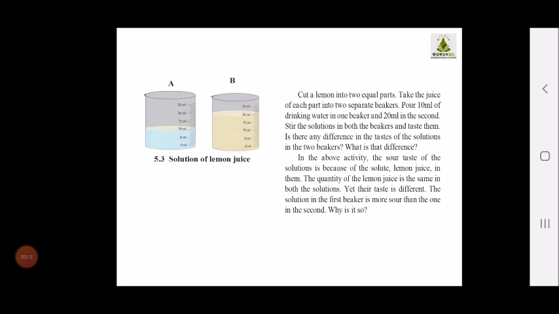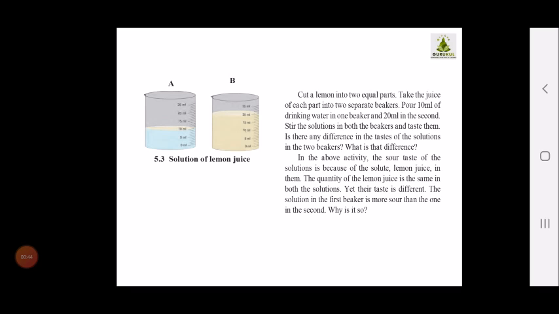Now this is the activity given in your textbook. You have to cut a lemon into two equal parts and take the juice of each part in two separate beakers. Put 10 ml of drinking water in one and 20 ml of drinking water in the other. Stir the solutions in both beakers and taste them. Do you find any difference in the taste of the solutions? You have to notice that. And what is the difference?